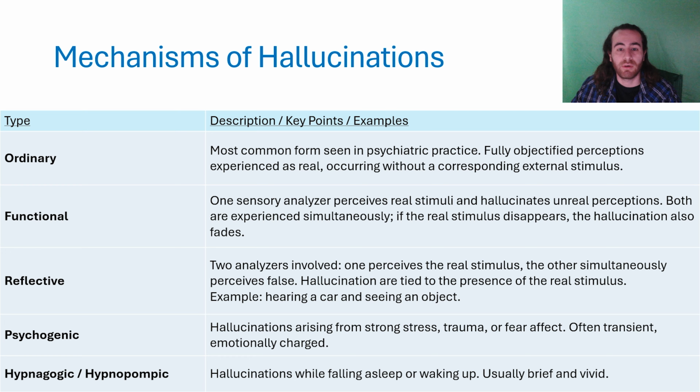Two analyzers are involved with reflectory hallucinations. One perceives the real stimulus while the other one perceives falsely. For example, seeing a shadowy figure in the room when the phone rings. Psychogenic hallucinations arise from strong stress, trauma, or under the effect of fear. They are often transient. Some of you may have experienced sleep paralysis or other hypnagogic or hypnopompic hallucinations. They are considered normal when falling asleep or when waking up.